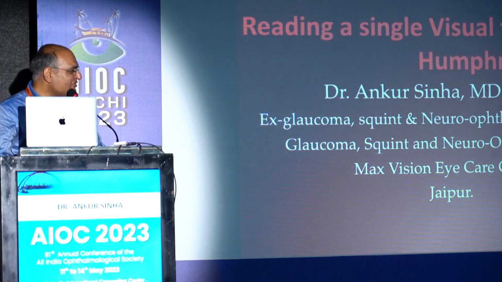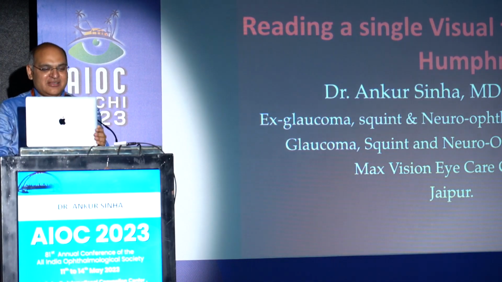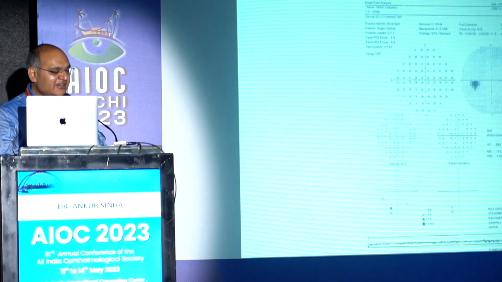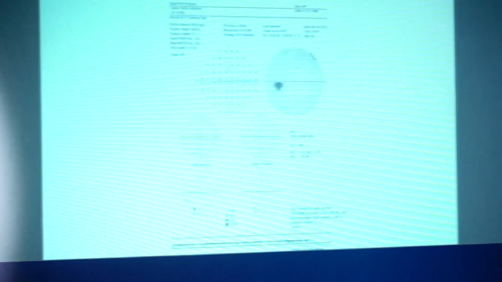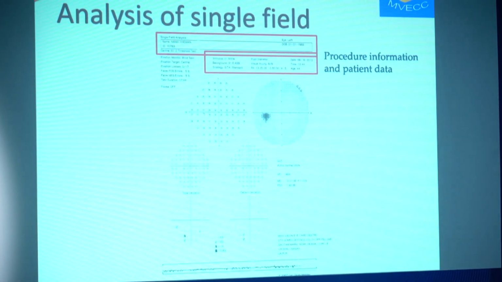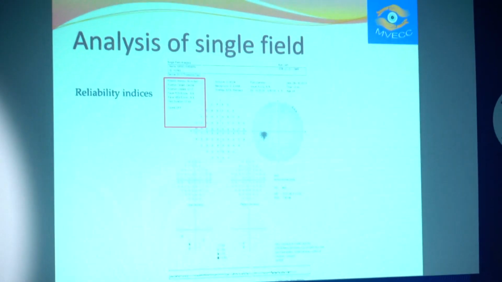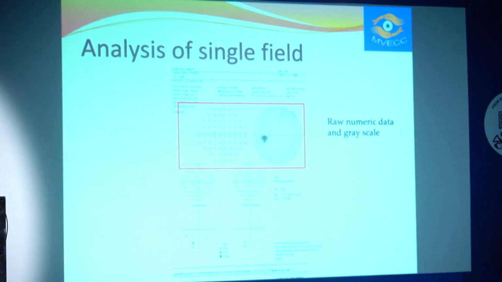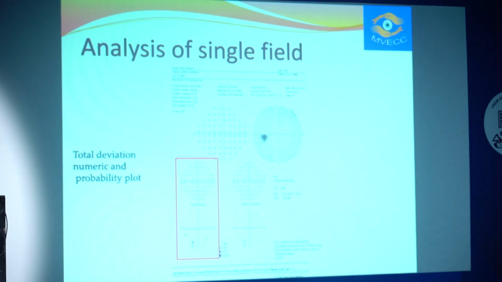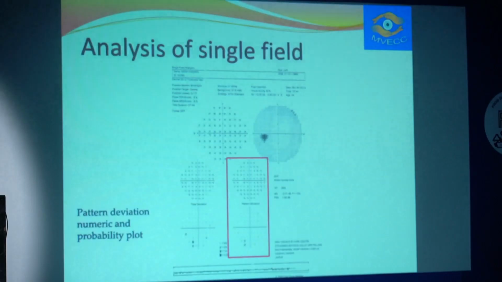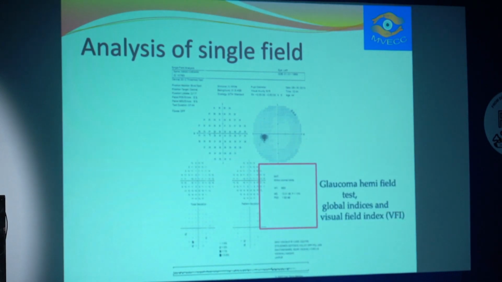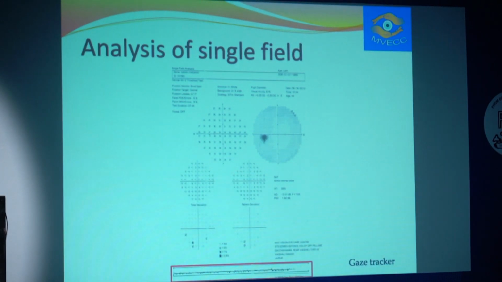So we'll talk in short about the interpretation of visual fields. So this is what a single field analysis looks like, and we divide this for the sake of analysis into various parts. The first part is the procedure information and the patient data. The second part is the reliability analysis. Then we have the raw numeric data and the grayscale. Then we have the total deviation, the numeric and the probability plot, the pattern deviation, numeric and the probability plot. We have the GHT and the visual field indices, including the VFI, and then we have the gaze tracker.